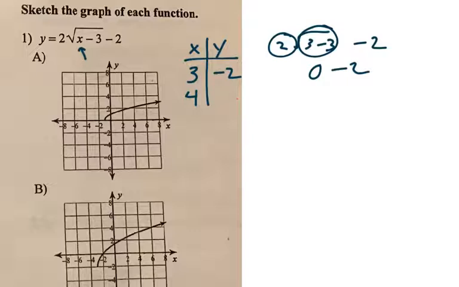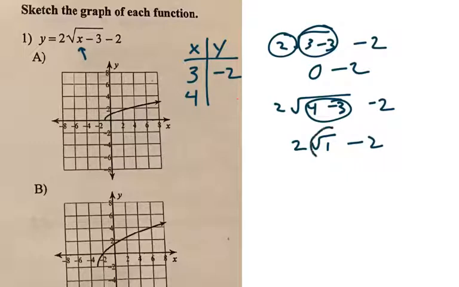Let's do the 4 before we look at our choices. So I'm going to plug in the 4. 4 minus 3 is 1. So basically, I have 2 times the square root of 1 minus 2. Well, square root of 1 is 1 times 2. 2 minus 2 is 0.